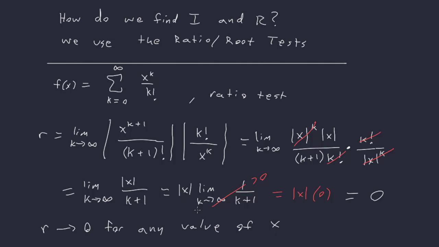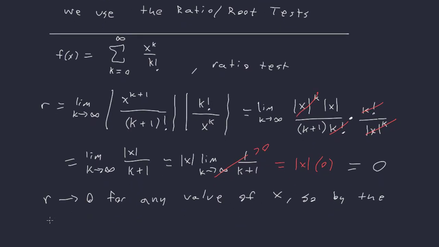Okay, no matter what x I plug in, r still goes to 0. So by the ratio test, f of x converges for all x. So what does that mean? That falls under our first category.